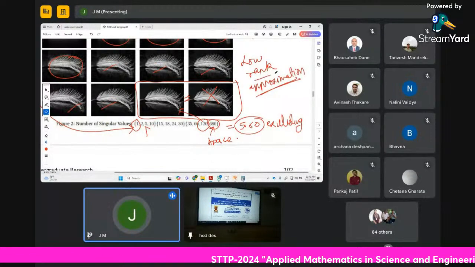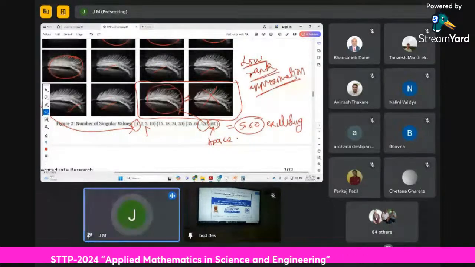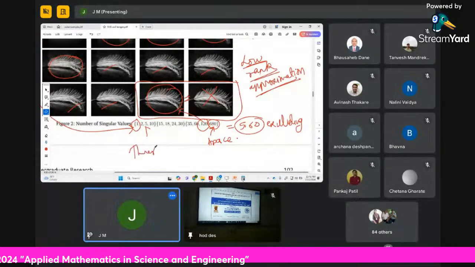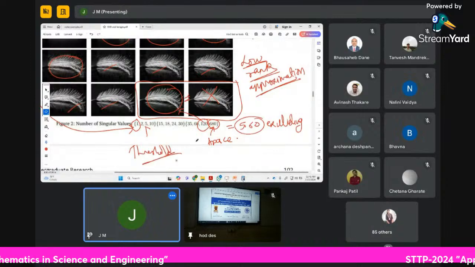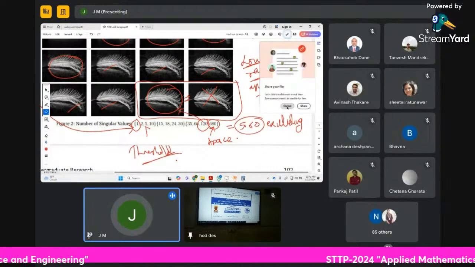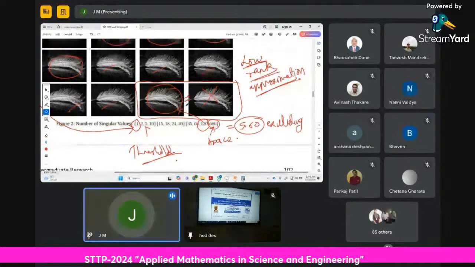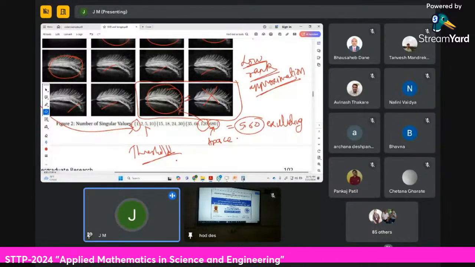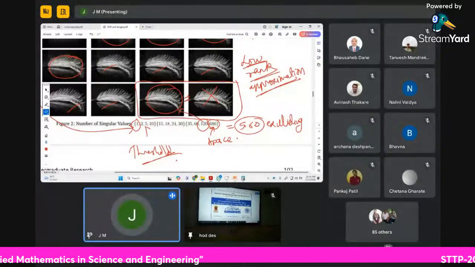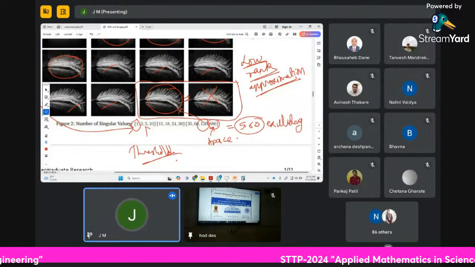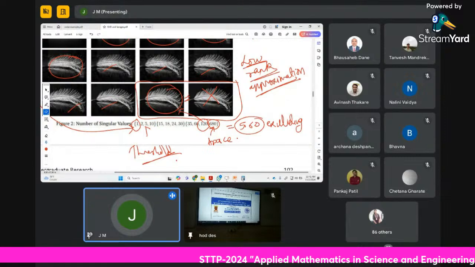This is called a low rank approximation. You fix one threshold value, and your job is done. Okay, so let's blur, because it uses this technique of low rank approximation.